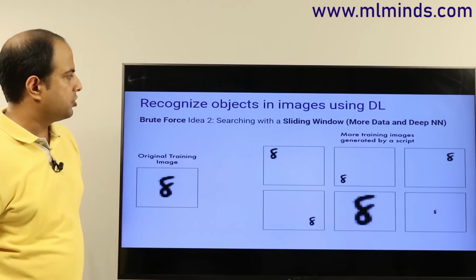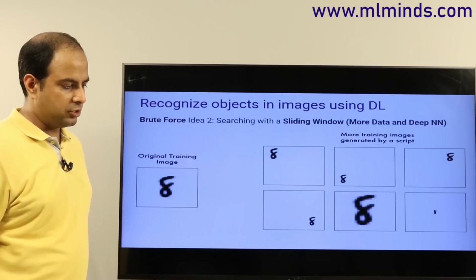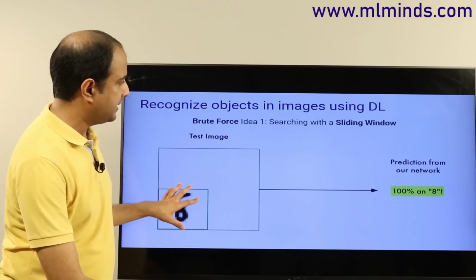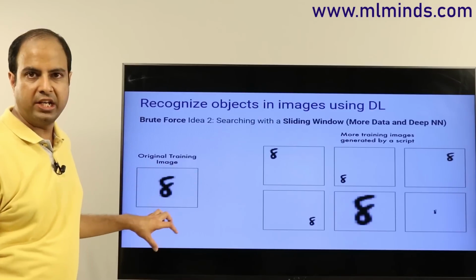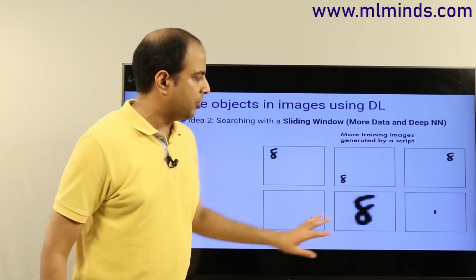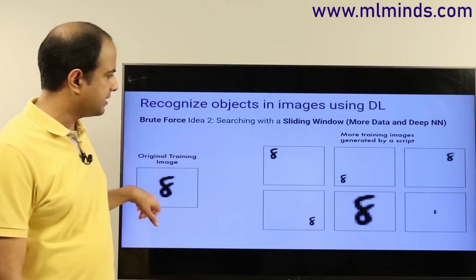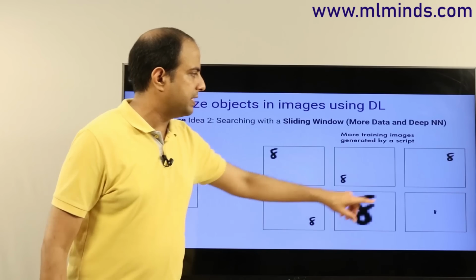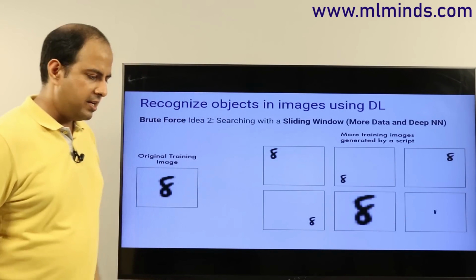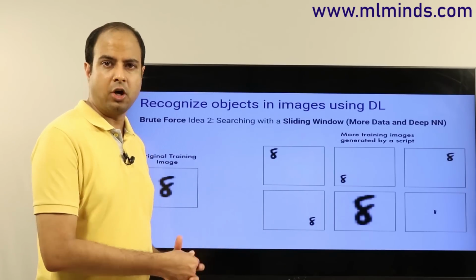Another brute force idea is to search with a sliding window, but with more data and deep neural networks. To improve the accuracy of your model, you have this as the original. That was about changing things at test time, but here is what you could change at train time. If this is the image that you had, you take the same image and create like 6 copies of it, such that in some cases the 8 is centered right here, exactly like this. But in some cases the 8 is translated to some side or part of the image, or it's zoomed in, zoomed out, and so on. This takes care of all kinds of invariances like zoom invariance and translation invariance, and in some senses even rotation invariance.